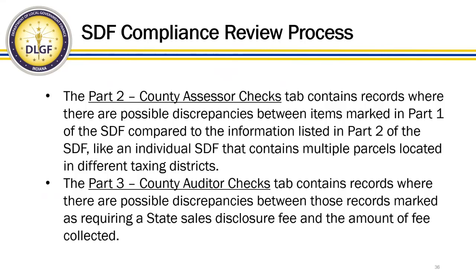So we've included a check that's going to look for multiple parcels and verify that they are in the same taxing district if they're on the same sales disclosure form. So that's just one of the examples of the checks contained under this particular tab. And then the other new tab that we've added to the issues workbook is the Part 3 County Auditors check tab. And this will list any records where there are potential discrepancies between records marked as requiring a state sales disclosure fee and the actual amount of the fee collected.